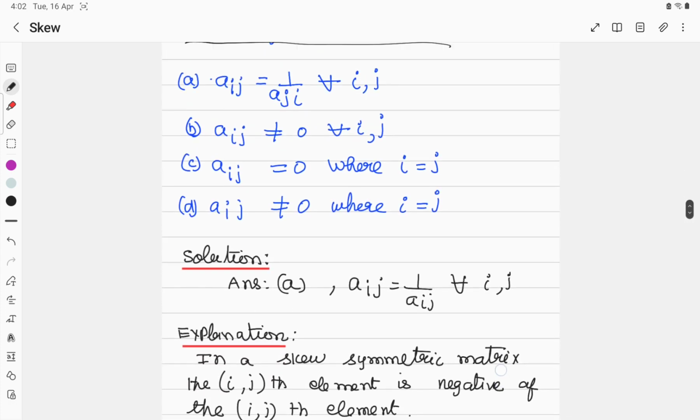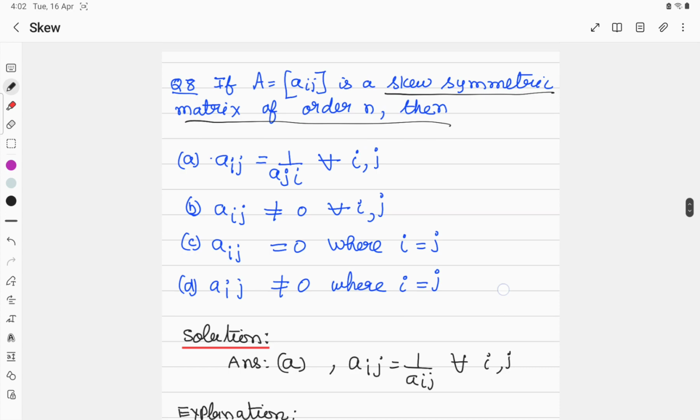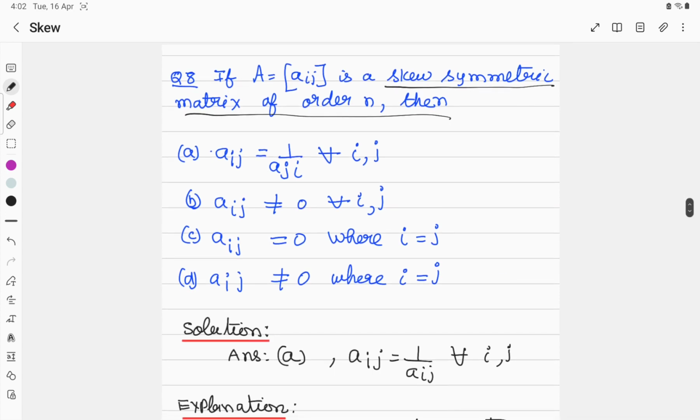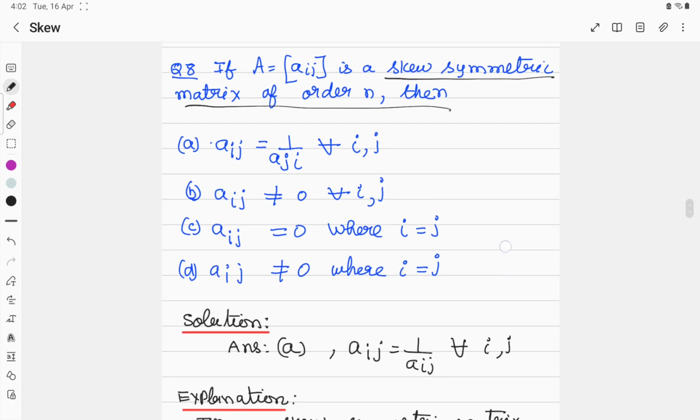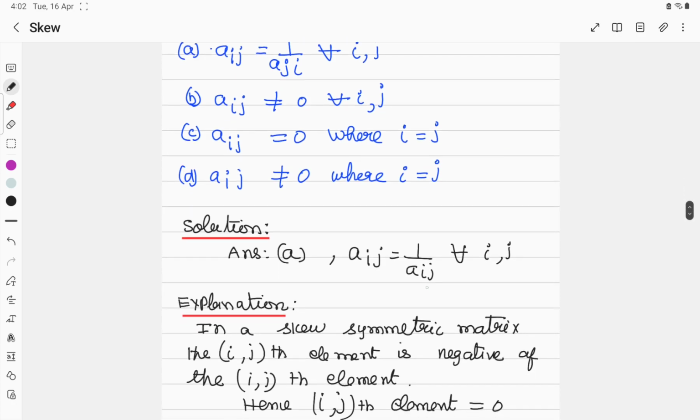Solution. If A = [aij] is a skew symmetric matrix of order n, then aij is equal to 1 by aij for all i equal to j. That is answer A.